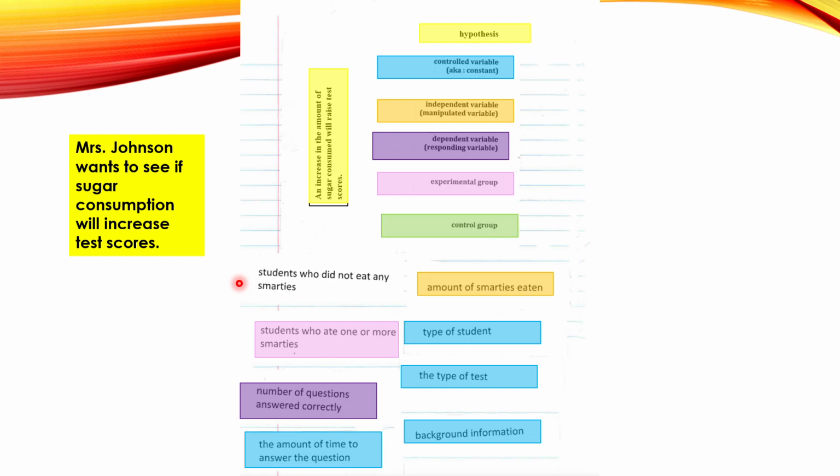So highlight control group green. Highlight students who did not eat any Smarties green. Then you can take that post-it note that tells what the experiment is about, and you can just stick it anywhere on this page. This is just a reminder of what that experiment was about.